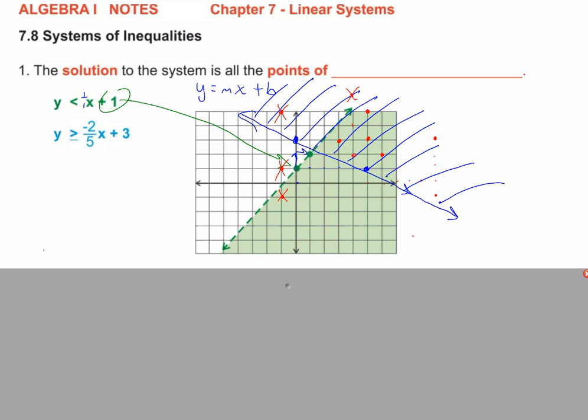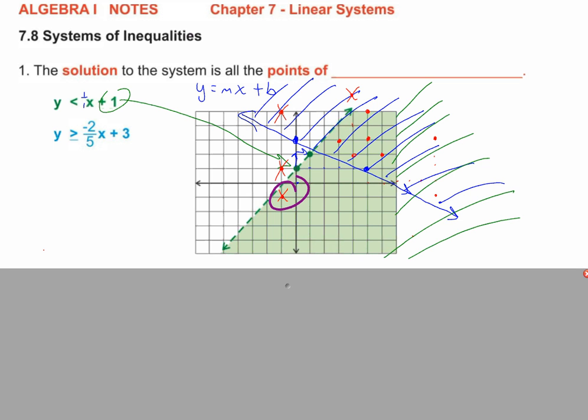Yes, that is an answer. Does that help you to understand? Here, I'll even go this far. Does that help you to understand? Okay, somebody tell me why that's not an answer. Andrew. Because it's not the shaded area of the blue line.